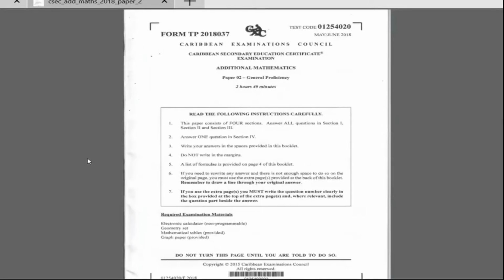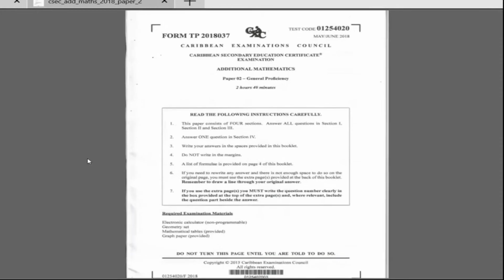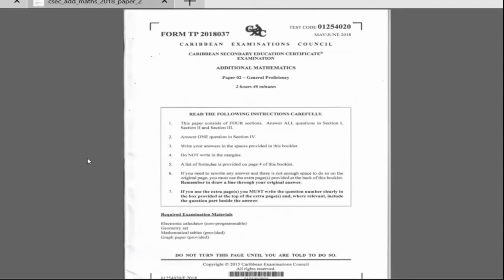All right, so we're looking at this year's 2018 paper. So we're going to go to June 2018, nice and easy. So of course, you have the formula sheet. All right, so let's get into it.